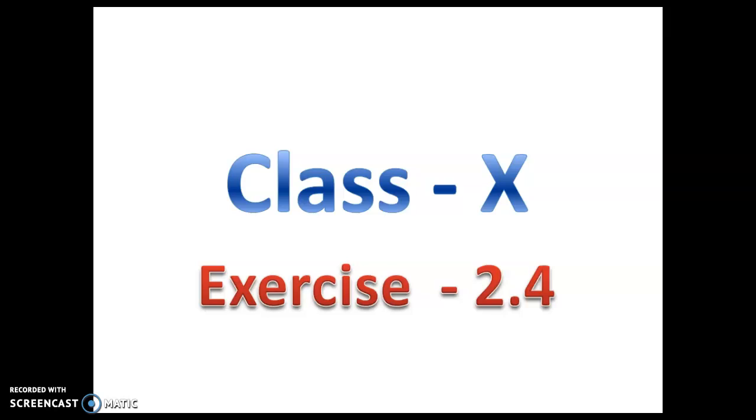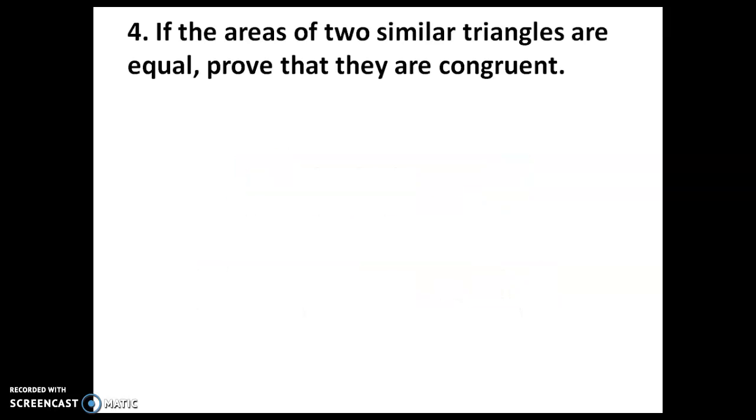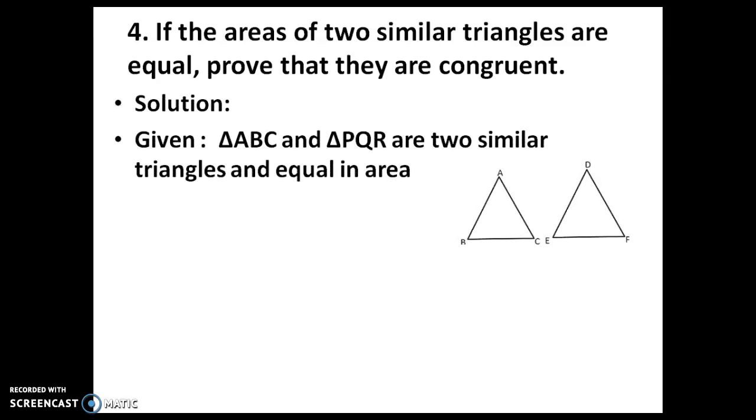Hello students, this video is the continuation of exercise 2.4. So fourth problem: if the areas of two similar triangles are equal, prove that they are congruent. Two similar triangles are there and their areas are equal, it is given. So we have to prove they are congruent.